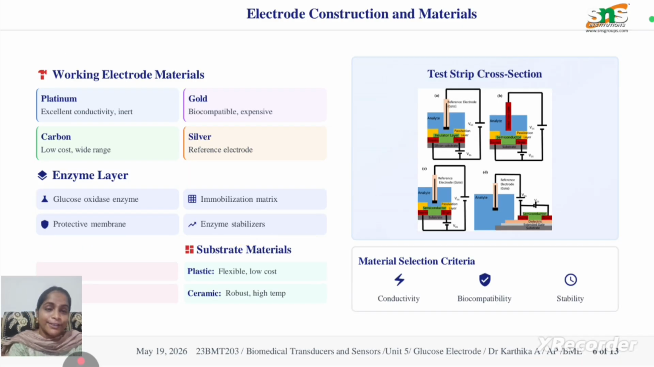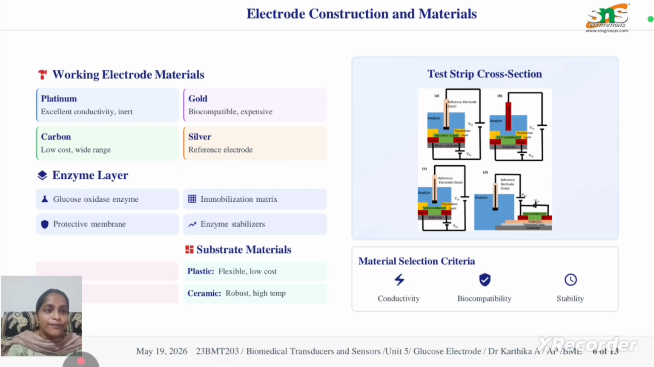See the working electrode materials. We may include platinum, which has excellent conductivity and is inert. Gold is biocompatible but expensive. Carbon is low cost with a wide range. Silver is a reference electrode. The enzyme layer has glucose oxidase enzyme, an immobilization matrix, a protective membrane, and enzyme stabilizers.